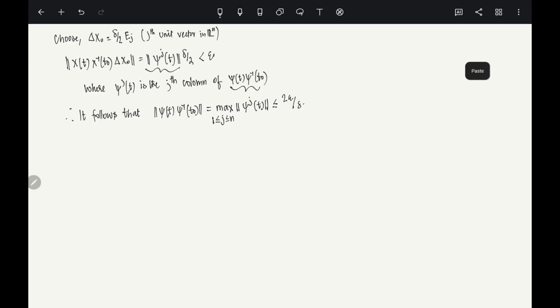Now, if that is true, then therefore any solution x of t, naught, x naught, is of the form... Let me write it this way: is of the form. How does it look? Maybe I can write it as satisfies, it will be better.